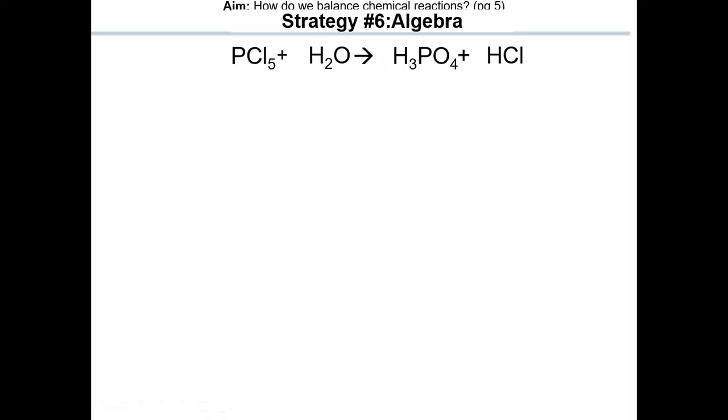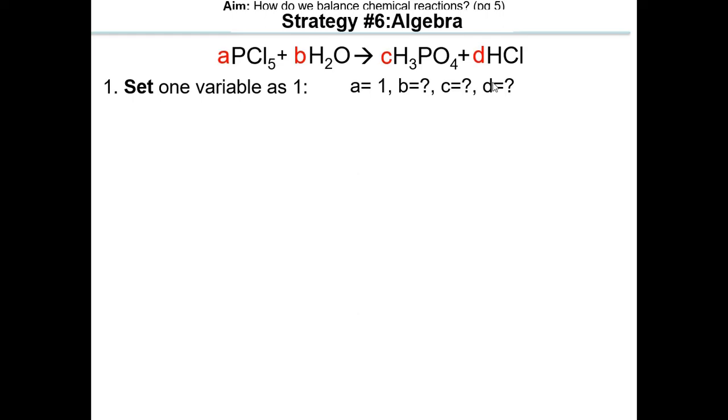It's basically treating the chemical equation as a math equation, and you'll be using some algebra to solve the math equation. The first step is to set every coefficient of every substance with a variable. So the coefficient of PCl5 will be A, the coefficient of H2O will be B, the coefficient of H3PO4 will be C, and the coefficient of HCl will be D. Basically, you'll be using algebra to solve for the values of A, B, C, and D. The next step is to set one variable as 1. It doesn't matter which one. I'm going to set A as 1, and we're going to solve for B, C, and D.